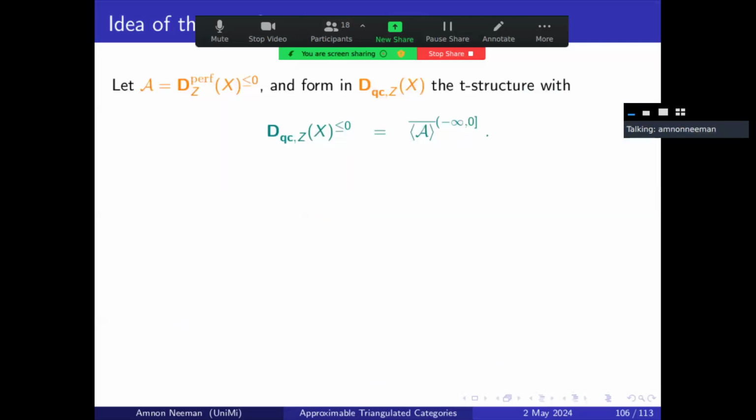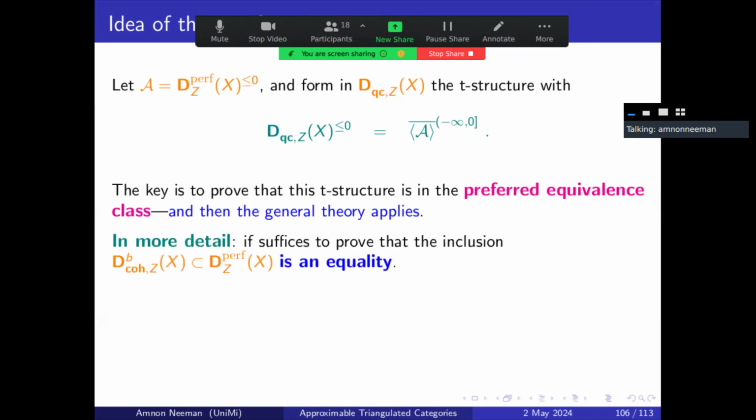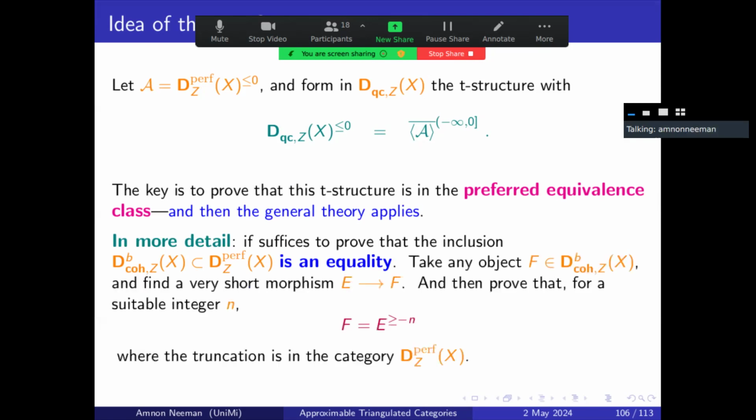And finally, I should say something about the idea of the proof. So if you have a bounded t-structure, then you can look at the t-structure in the unbounded derived category of quasi-coherent sheaves that it generates. And the key is to prove that this is in the preferred equivalence class, and then the general theory applies. And, well, okay, let me skip the rest of the details.